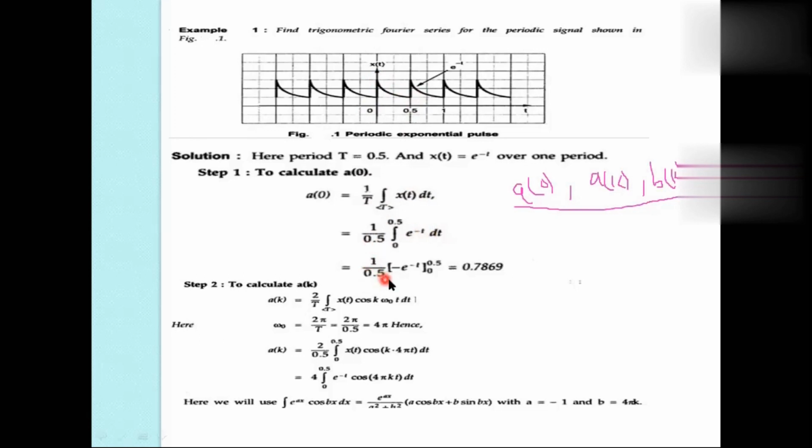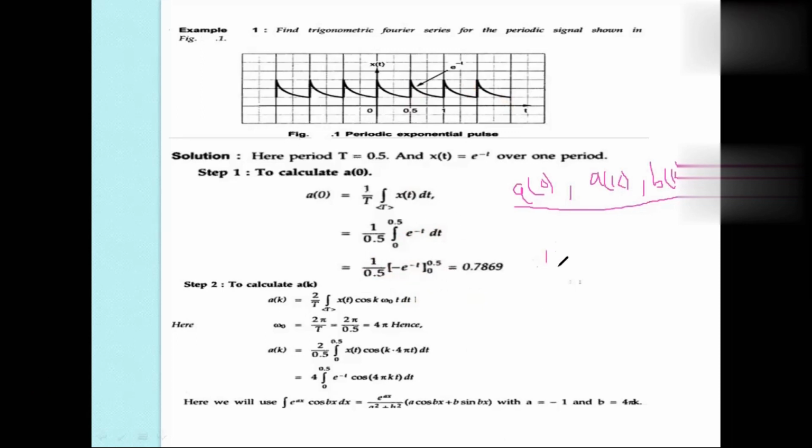Now, 1 by 0.5, and what is the integral of e power minus t? It is e power minus t divided by minus 1, the coefficient of t being minus 1. The lower limit is 0, the upper limit is 0.5. So after calculating this function, 1 by 0.5 means 1 by 1 by 2, which is nothing but 2.